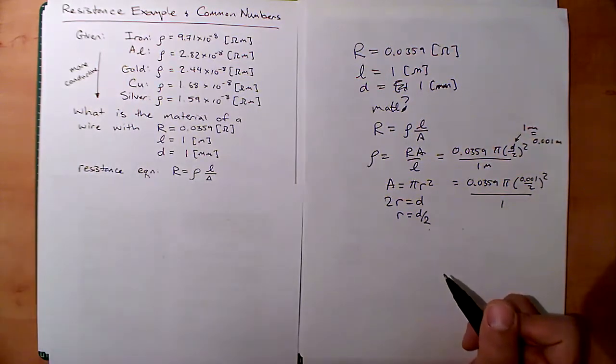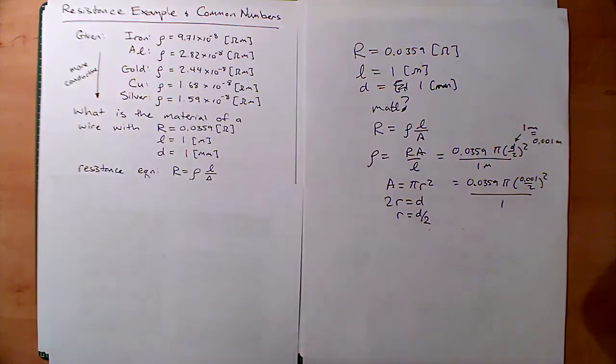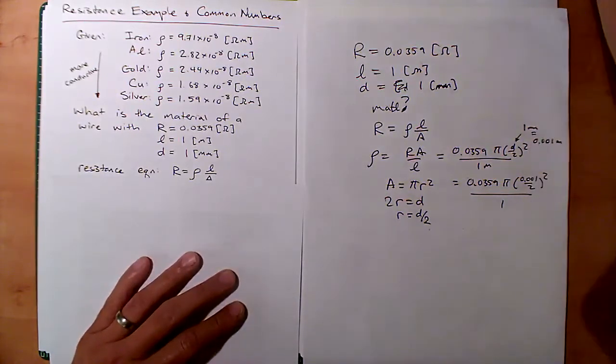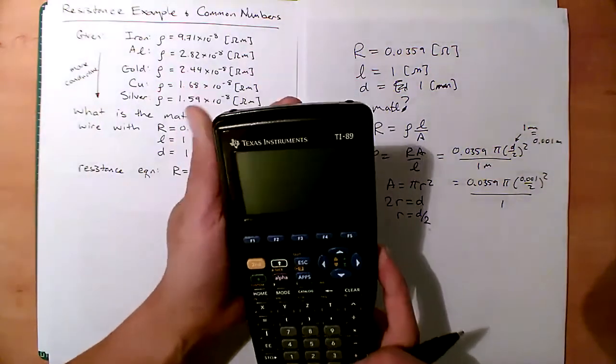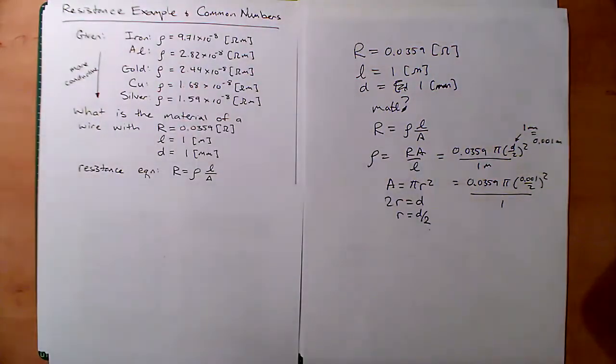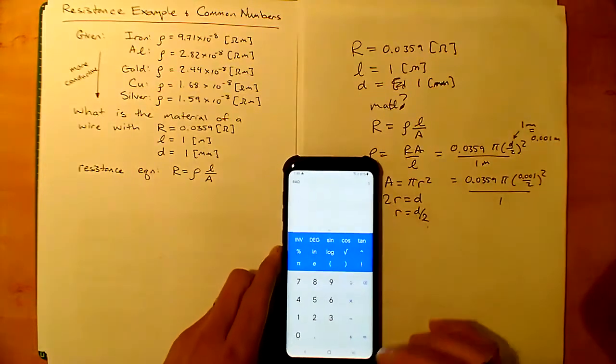And so for the answer I get, do I have a calculator? Let's see here. Let's get the calculator out. Trusty TI-89 that has no batteries. Okay, well, let's get the trusty cell phone out. Okay, calculator here. What do we got?